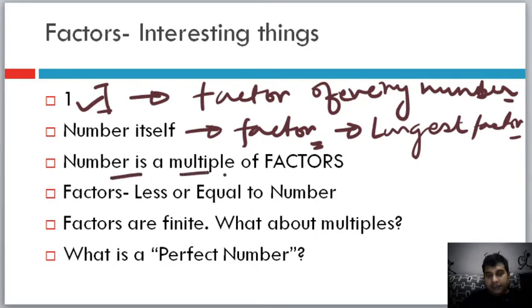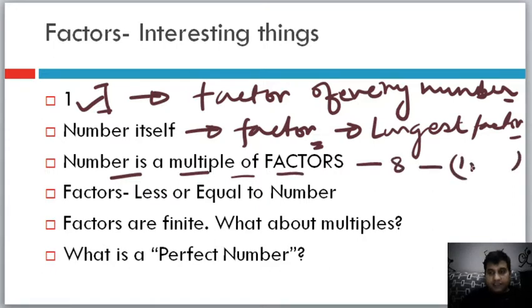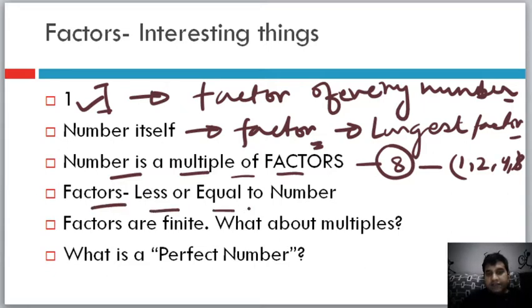Now we discussed this, a number is a multiple of its factors. Basically, if there is a number and it has a few factors, then it is a multiple of each of its factors. Okay, because 1 into 8 is 8, 2 into 4 is 8, 4 into 2 is 8. So basically this number is a multiple of all the factors. We have discussed this. This also we discussed that factors either will be less than the number, or at most equal to the number, but a factor cannot be greater than the number. Yeah, simple, because division will not happen if the factor is greater than the number, right?